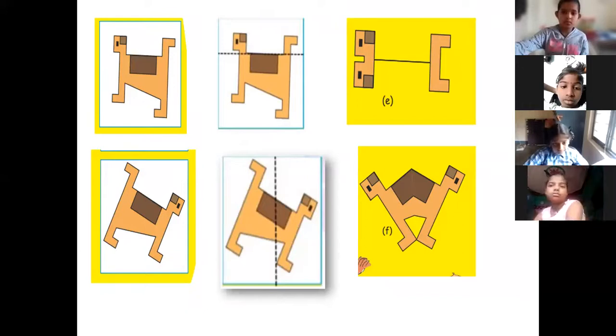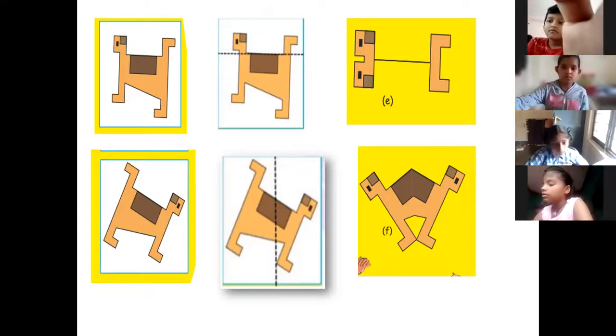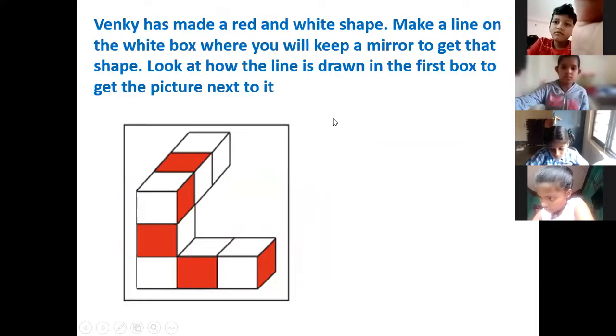This chapter is completely activity based. If the offline school was running and you were asked to do this at school itself, get the mirror, do it and show it like a project. Unfortunately, we are in online class, so do it at home, but carefully using the mirror. Don't break it. It will harm you.